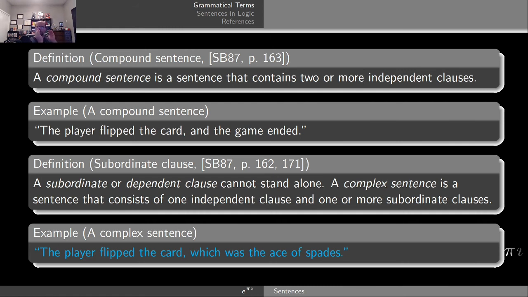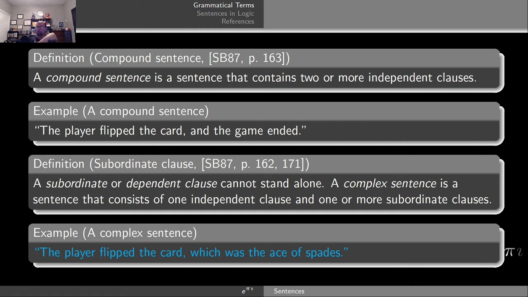As we said a moment ago, the player flipped the card is itself an independent statement. It stands on its own perfectly fine. Unfortunately, the other one, which was the ace of spades, is a dependent clause. The reason being, the subject is the ace of spades. On the other hand, the predicate is the which was, very much the kind of the question ordering from earlier. The which, however, refers to the previous clause.